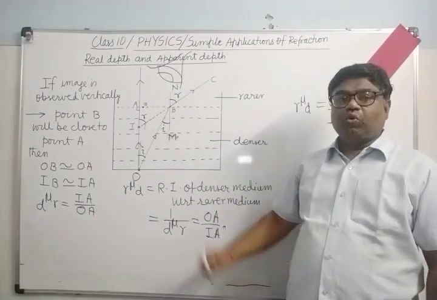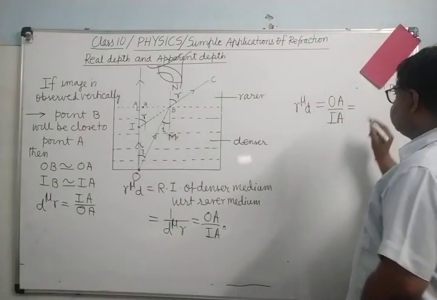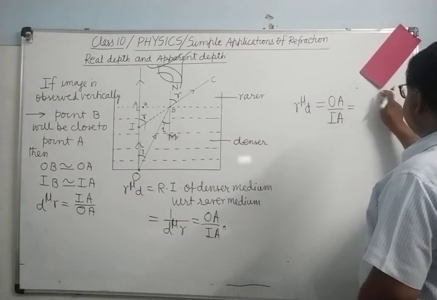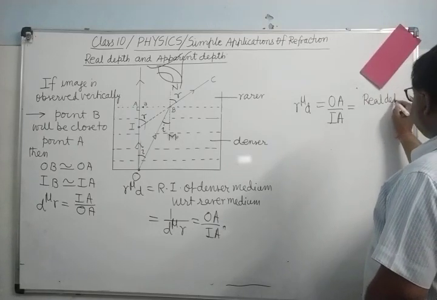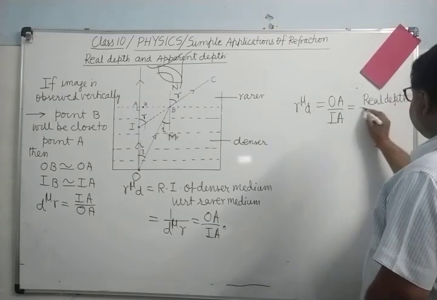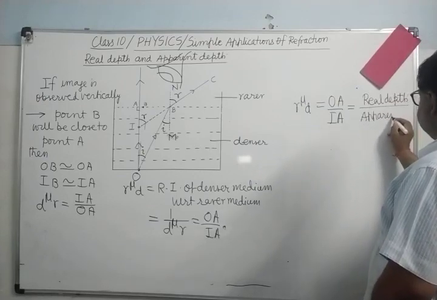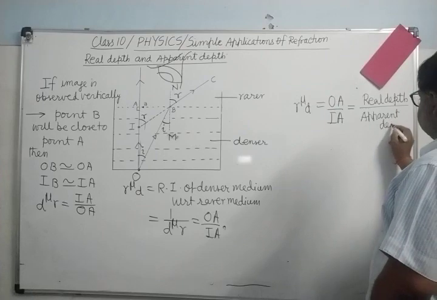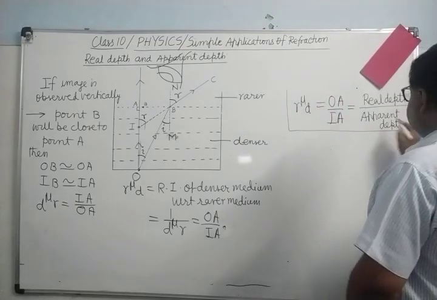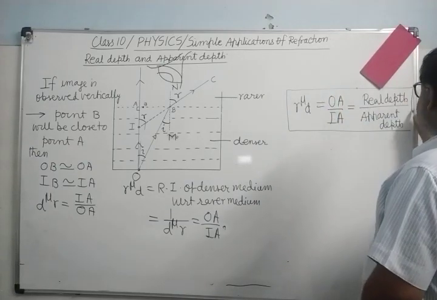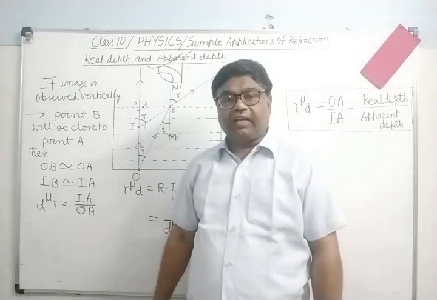It's clear? OA is the actual depth, IA is the apparent depth. So it is equal to the real depth upon apparent depth. It's clear? Now this relation we have got under this approximation that the image is being observed vertically.